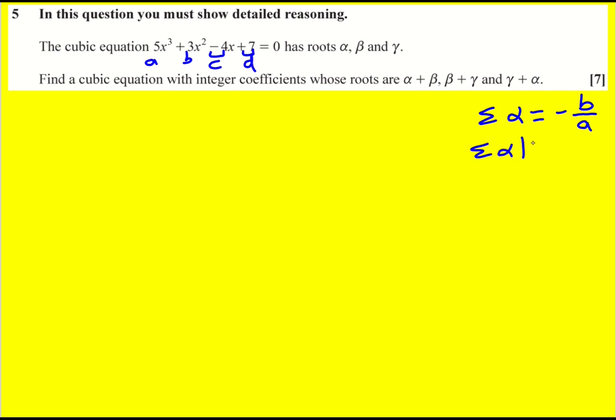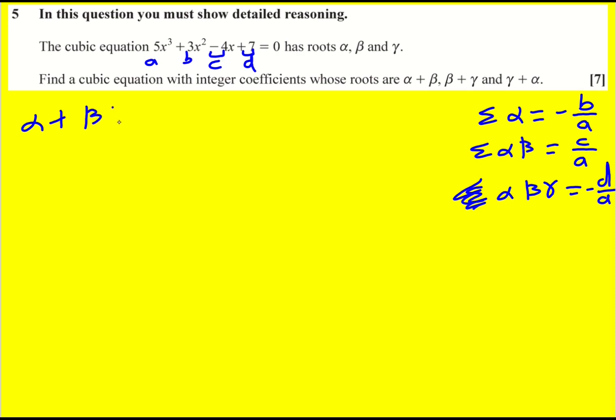Then the sum of the pairs of roots being multiplied together is c over a, and then the three of them is minus d over a. In this case, there is no sum, that is just alpha, beta, gamma. So I can go straight into it.